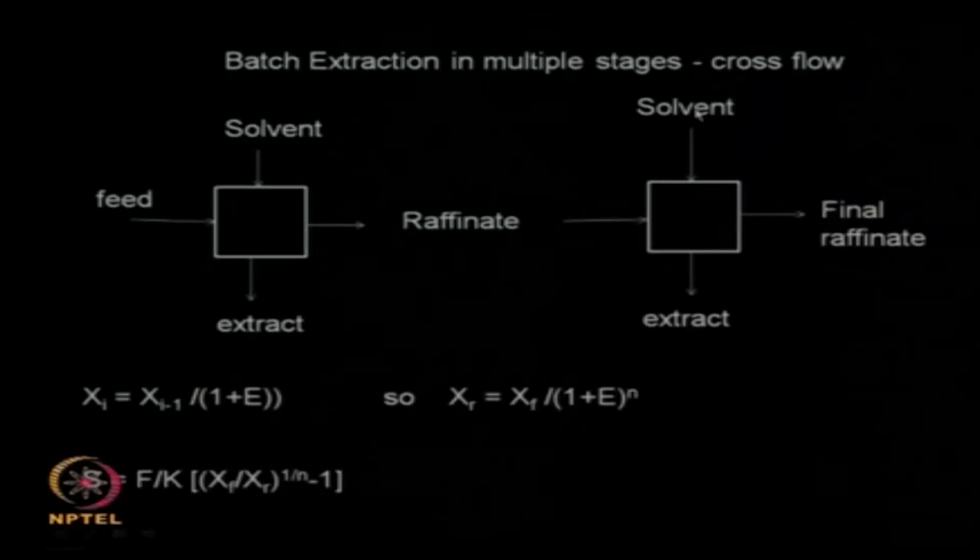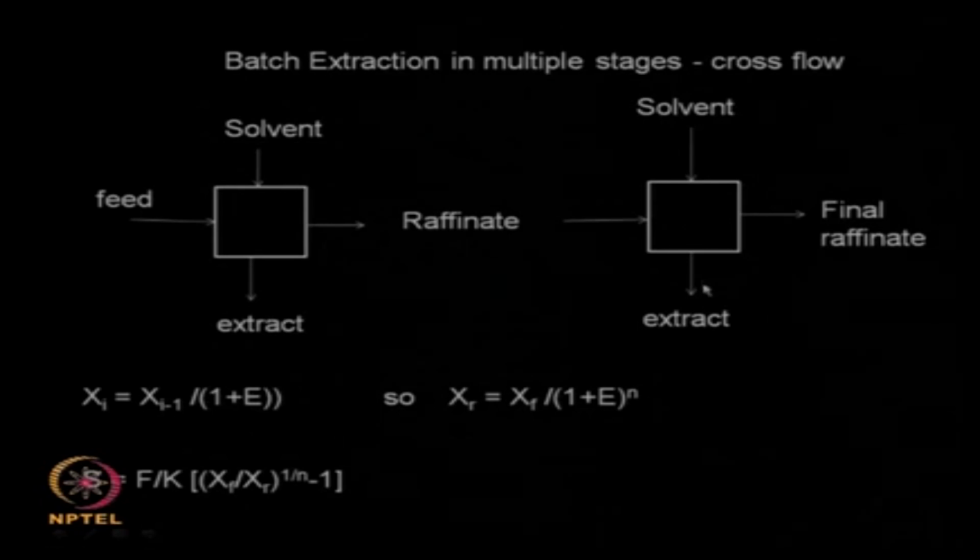The first type of stage operation, let us consider cross flow design. That means you have a stage, your feed is entering, solvent is entering here, it is extracted. Now the raffinate goes to the next stage, again you are adding some fresh solvent, something is getting extracted. Again the raffinate leaves from stage 2, that goes to stage 3, again fresh solvent is introduced, again you extract. Like that you can have a large number of stages, you can call it n stages, and you are every time adding fresh solvent.